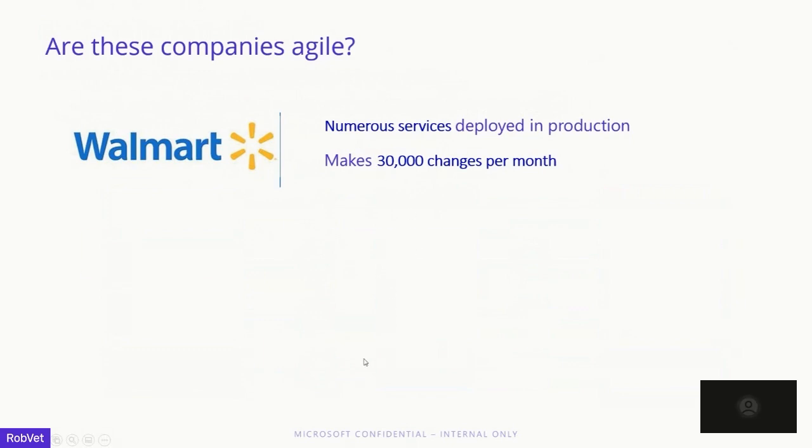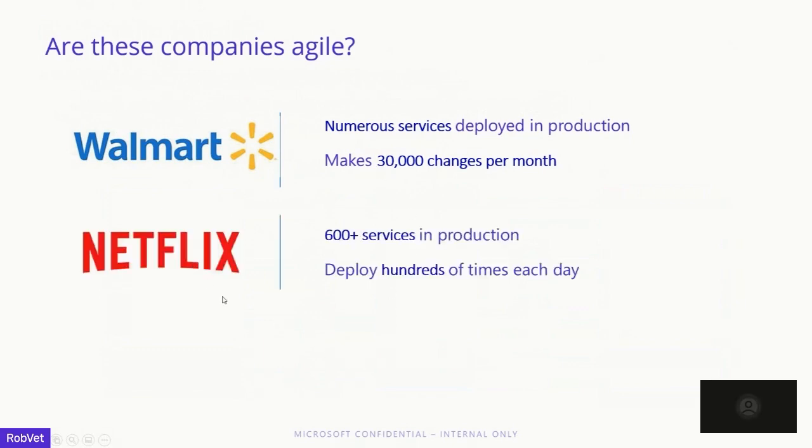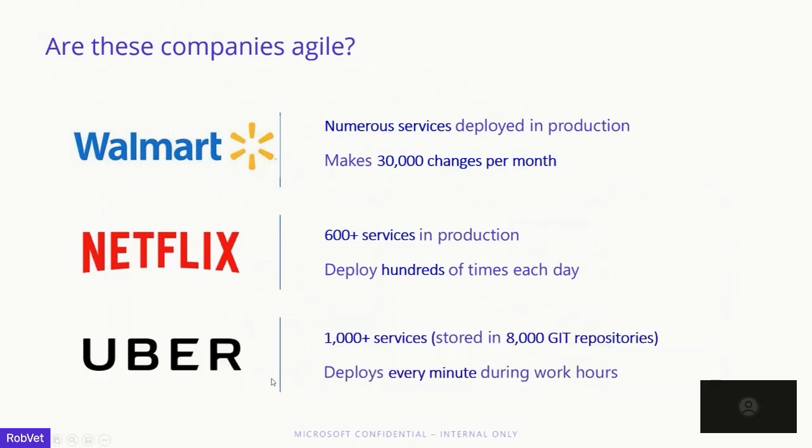What about Netflix, another one? They claim to have more than, and this is probably about a year and a half old, so I'm sure it's even bigger than this, 600 or more services in production. They claim to deploy hundreds of times each day, and your buddies over at Uber the same way. Lots of services. They claim to deploy every minute during their work hours. So these companies are agile. Now, you may not have the volume that Walmart, Netflix, or Uber has, but you can see the agility that they're getting on this as well.